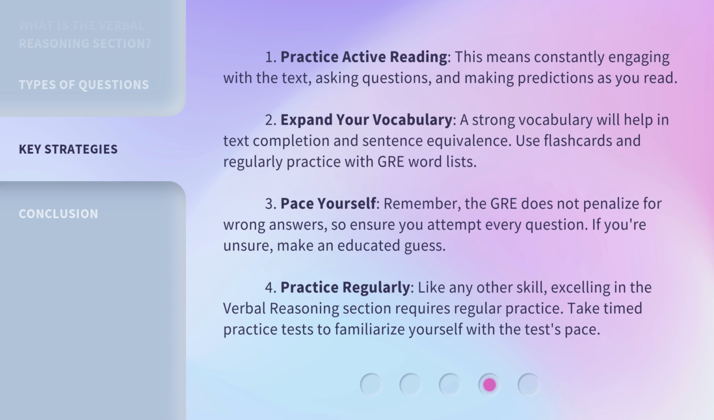3. Pace yourself. Remember, the GRE does not penalize for wrong answers, so ensure you attempt every question. If you're unsure, make an educated guess. 4. Practice regularly. Like any other skill, excelling in the verbal reasoning section requires regular practice. Take timed practice tests to familiarize yourself with the test's pace.